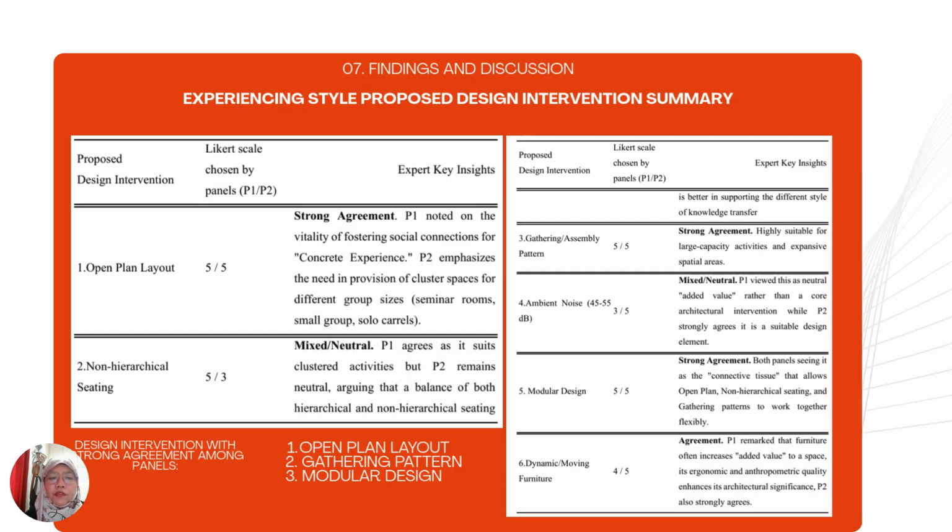From the outcome of the expert panel, both panels agreed that the most suitable design interventions for the experiencing style are open plan layout, gathering pattern, and modular design. These are the architectural interventions that should be focused on when designing a place to foster more effective knowledge transfer for these two digital native cohorts.